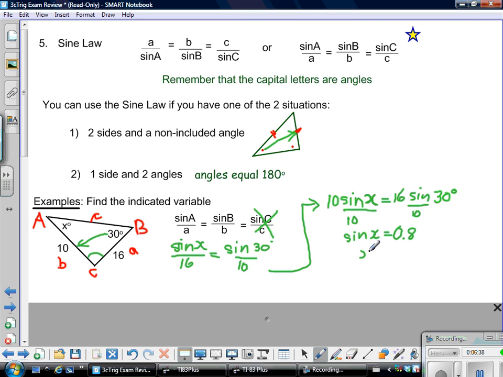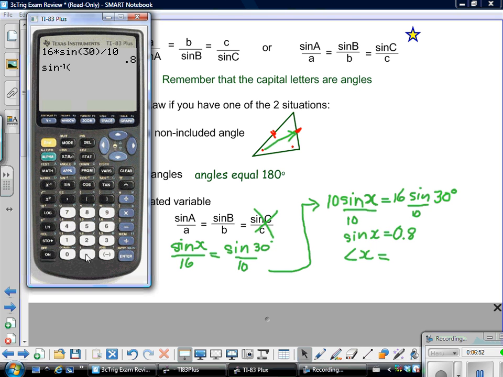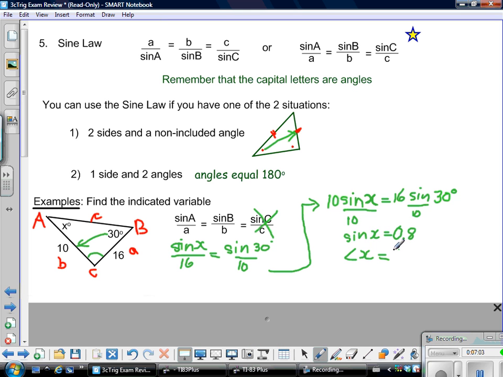So now to find x, angle x, and I'll use a little angle sign, I do the sine inverse, which is my shift function. And again, I need the calculator for that. So I'm going to go second sine decimal 8 equals, so I get 53.1. So 53.1 degrees. Okay, so that wasn't too bad.